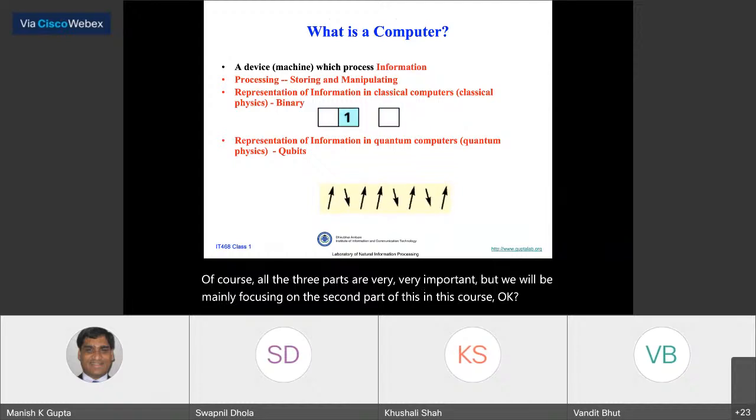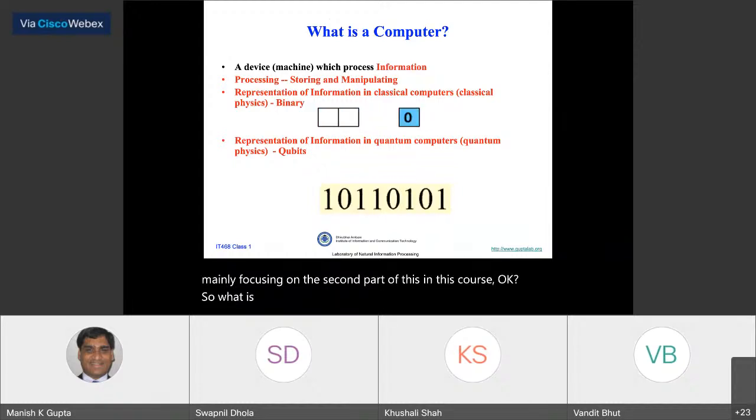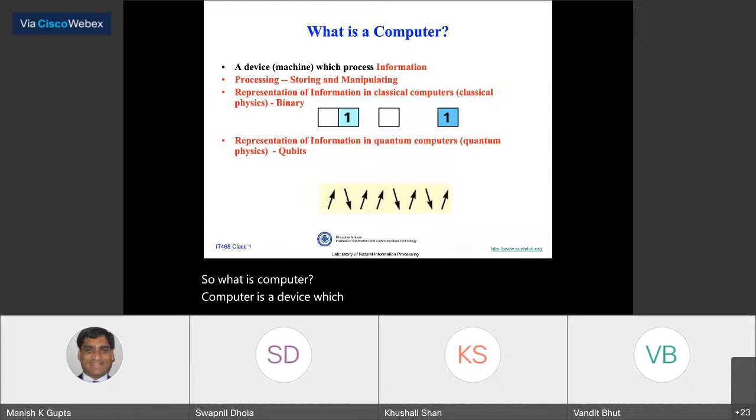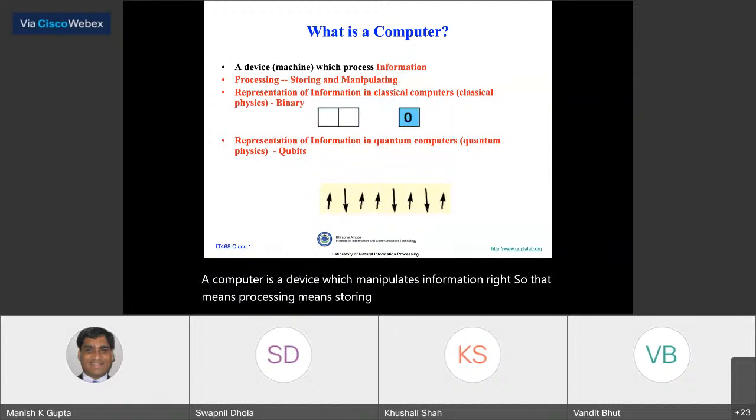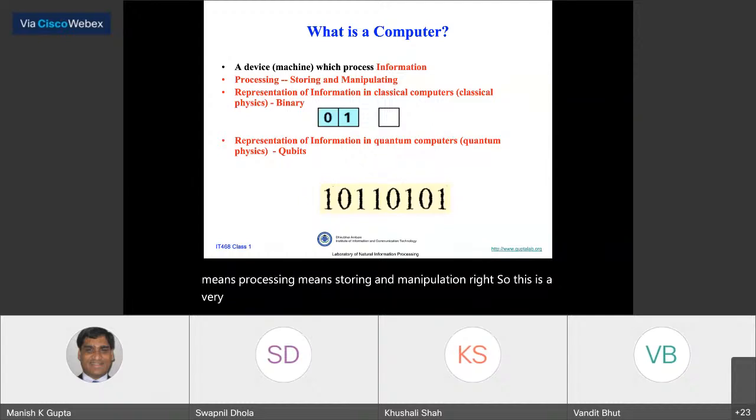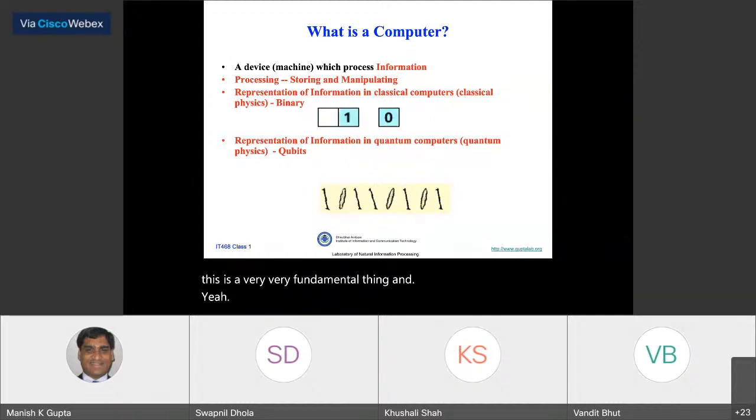So what is a computer? A computer is a device which manipulates information, right? That means processing, storing, and manipulation. This is a very fundamental thing. Okay, so the representation of information in a classical register is bits, 0 and 1.